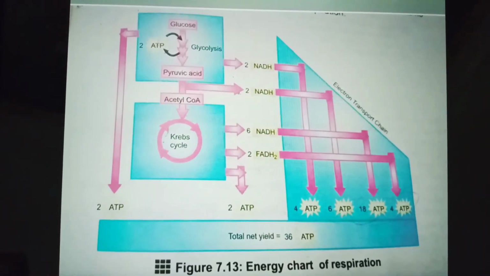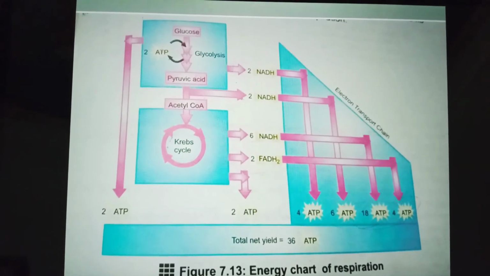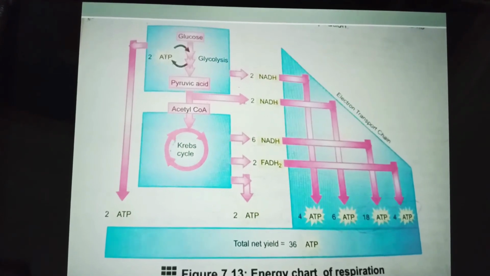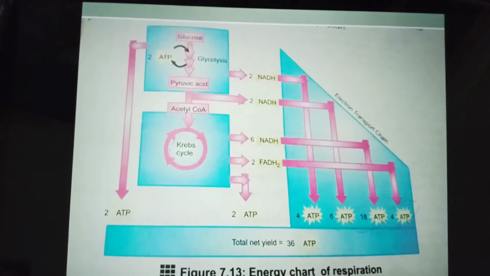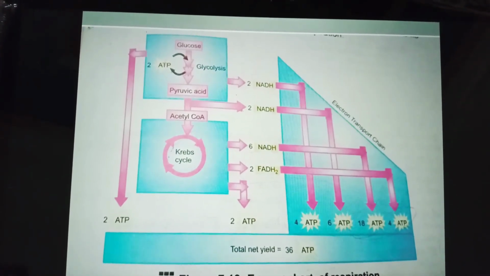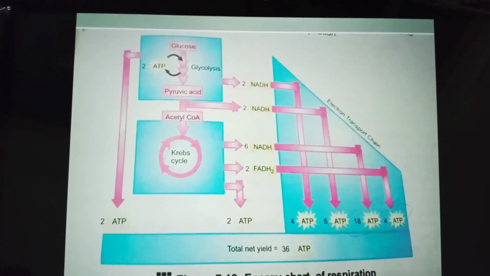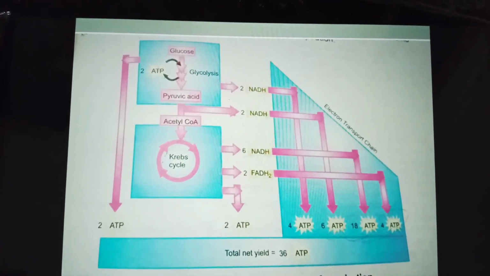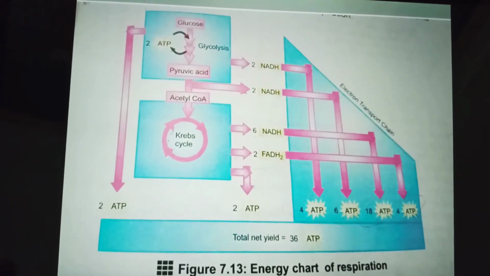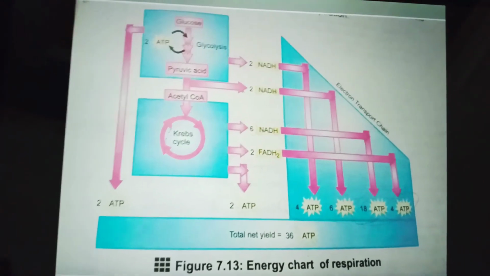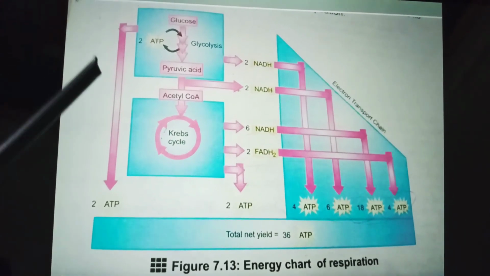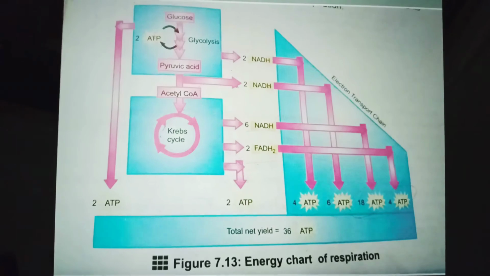So here is the energy budget of respiration. Each NADH produces 3 ATP in the electron transport chain. The NADH generated in glycolysis gives 2 ATP because 1 ATP is spent to transport it across the mitochondrial membrane. So there will be production of 36 ATPs in aerobic respiration, while in anaerobic respiration there would be 2 ATPs.